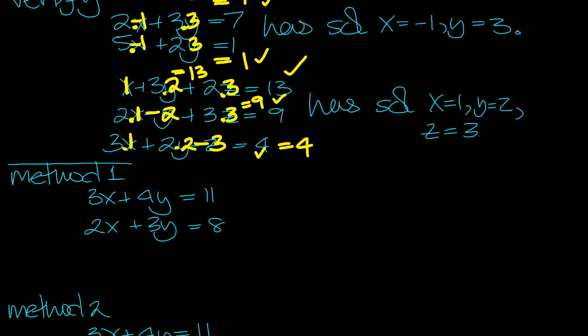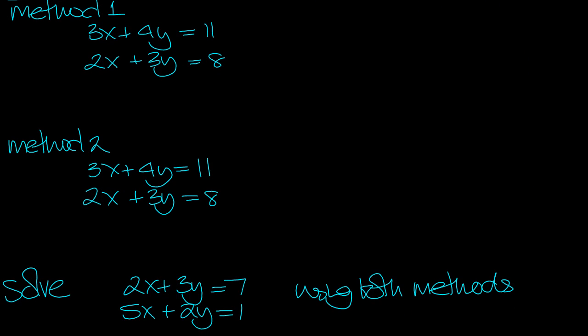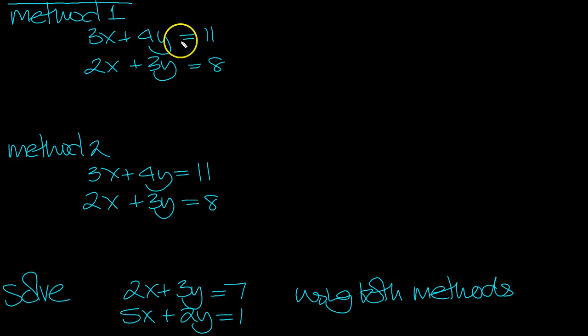So we just verified those. I overwrote it to save space. So we're going to use solving these simultaneous equations now. We'll find solutions for these. So the first method then is to rearrange for x in the first equation. Label this 1, label this 2.